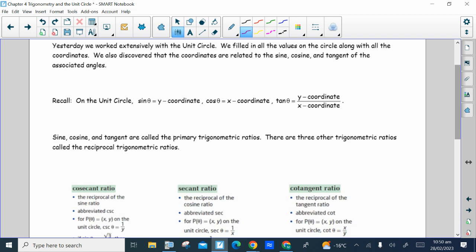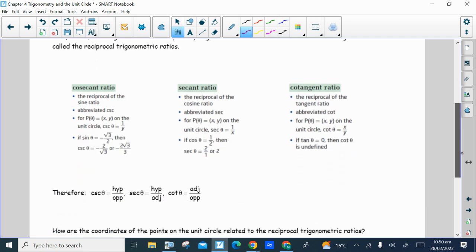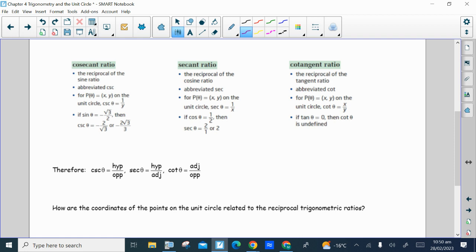We have seen that on the unit circle, the sine of the angle is the y-coordinate, the cosine of the angle is the x-coordinate, and the tangent is sine over cos, or y over x. These are our primary trig ratios, but there are 3 other ratios known as the reciprocal. The cosecant is the reciprocal of sine. If the sine is negative root 3 over 2, then the cosecant would be negative 2 over root 3, the reciprocal, which you could rationalize.